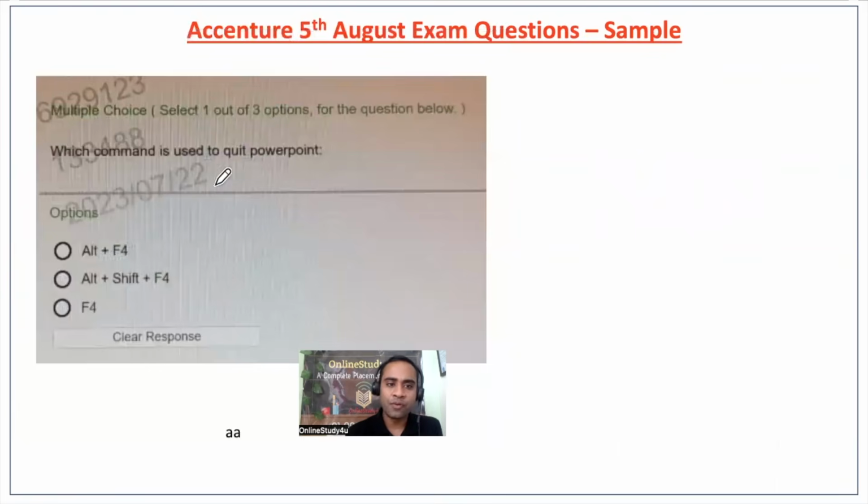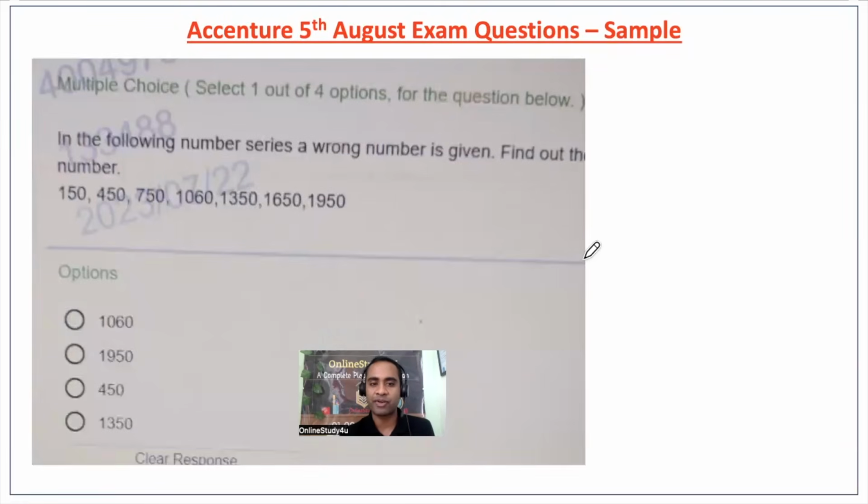Then, which command is used to quit PowerPoint? It is nothing but Alt plus F4. If you are using PowerPoint and you want to quit it, right? Right now I am in PowerPoint, so if I want to quit it, I will press Alt plus F4. This I will show you at the end. I will press Alt plus F4 at the end, and then we will see if it is quitting or not.